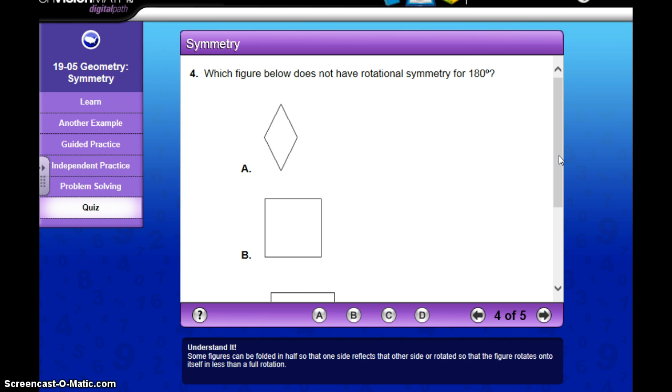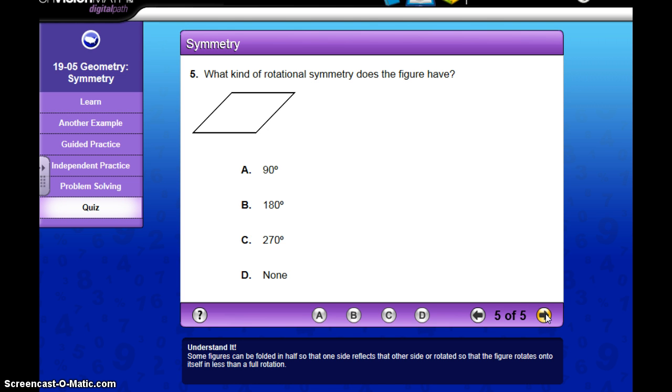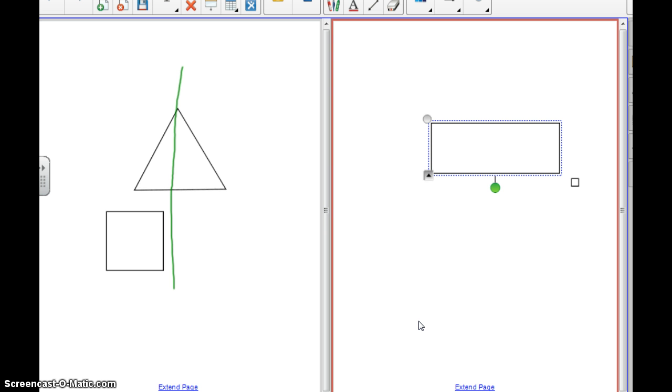What shape is letter A? Starts with a P. It's a parallelogram. And what did I tell you about parallelograms? There is no symmetry. What kind of symmetry does that shape have? Look at your choices. Emma? None. Okay.